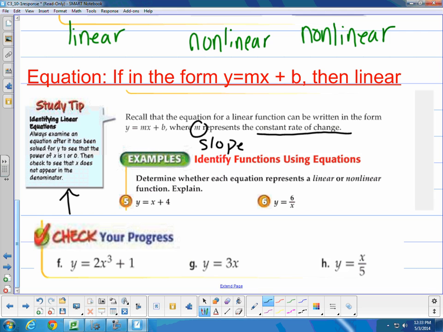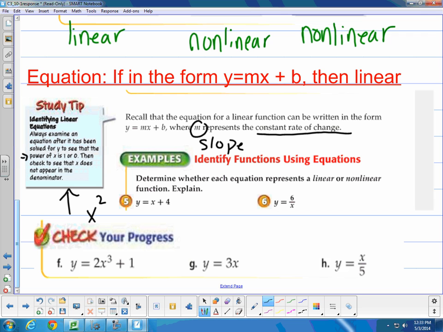It says always examine an equation after we've solved for y to see that the power of x is 1 or 0. Okay, so if we have something that looks like x to the second or more, that is going to be non-linear. So we have to make sure that's to 1 or 0 power.